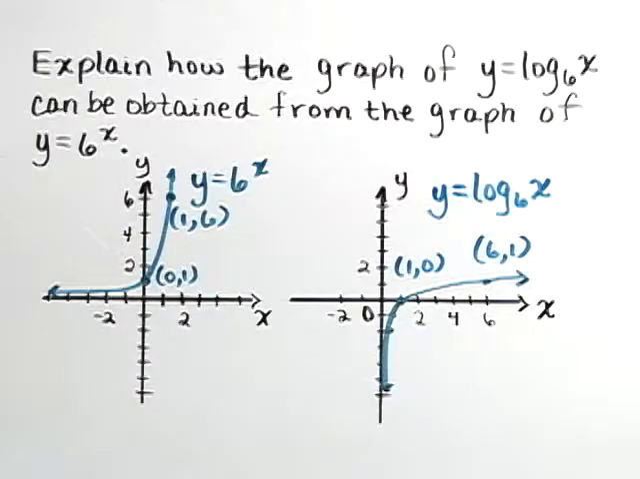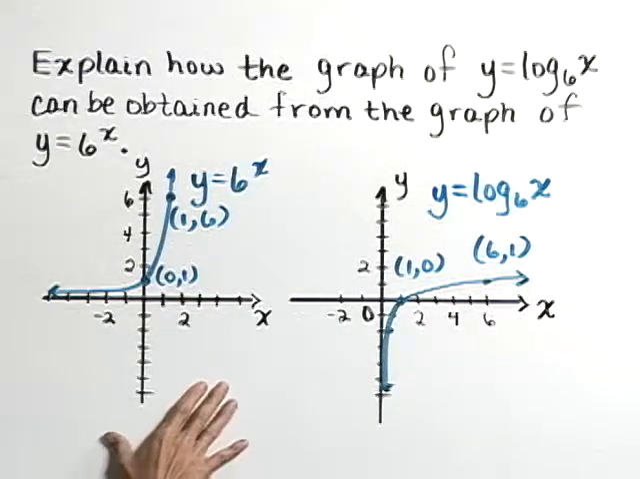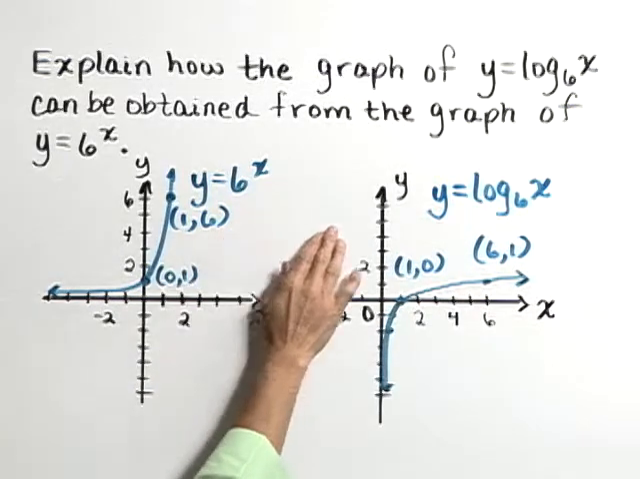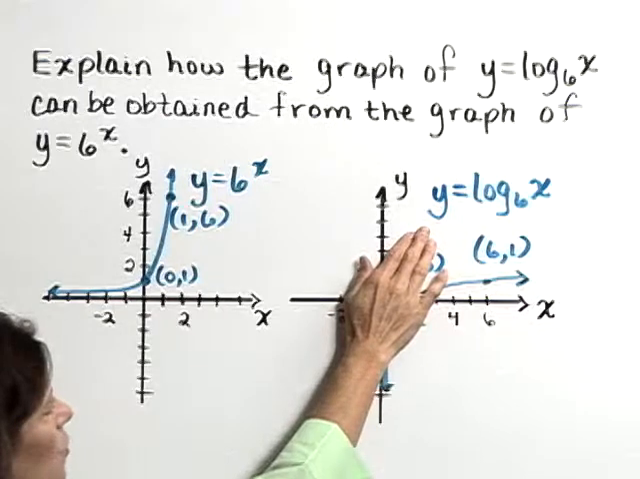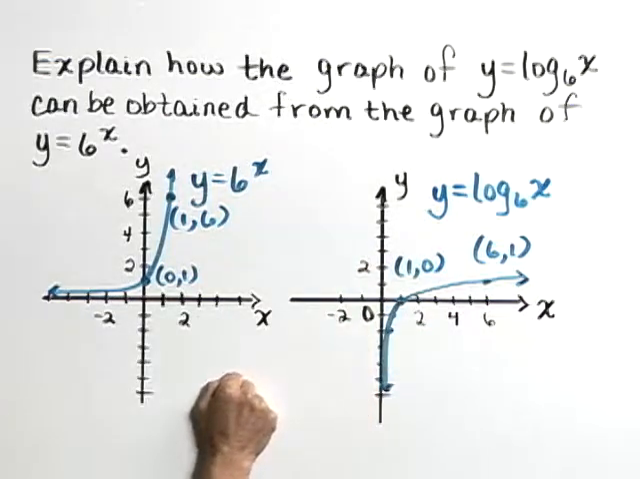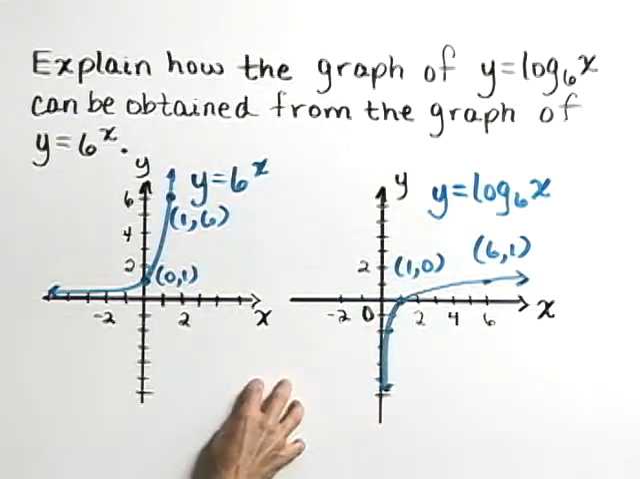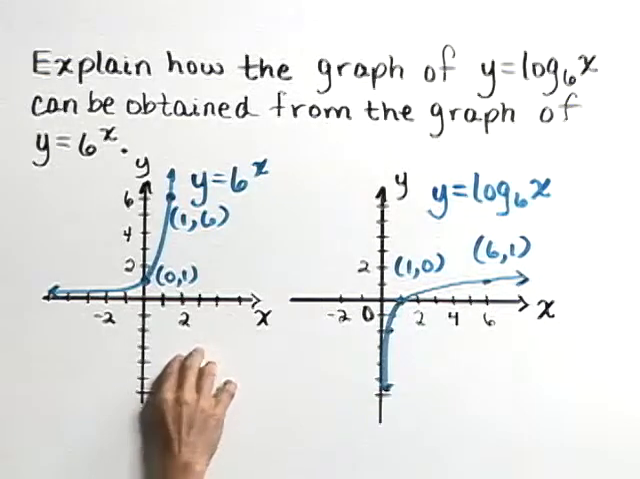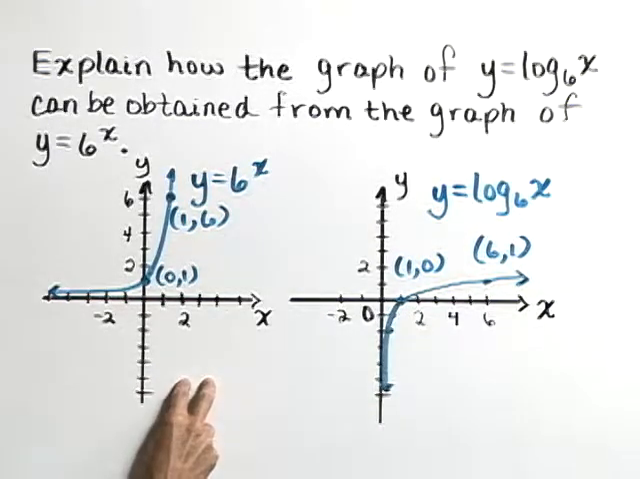Explain how the graph of y equals log base 6 of x can be obtained from the graph of y equals 6 to the x. We see here pictured both of our graphs, our exponential function, y equals 6 to the x, and our log function, y equals log base 6 of x. These two functions are inverses, and so we can get the graph of one from the graph of the other by interchanging the x and y values.